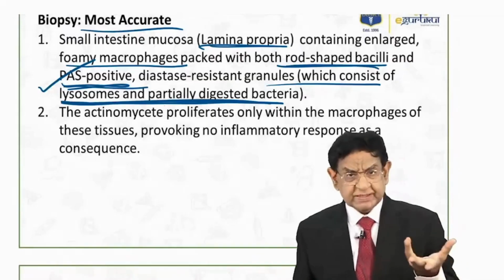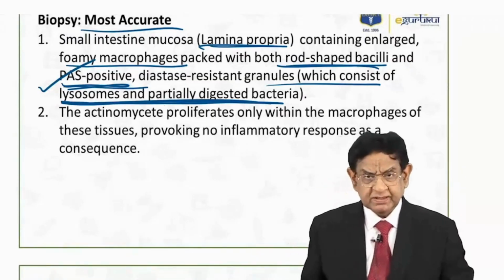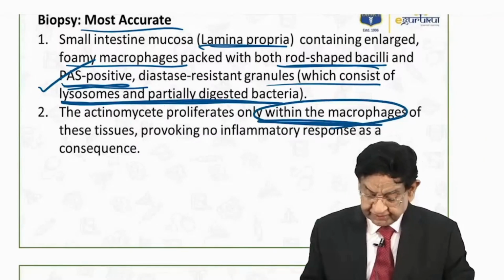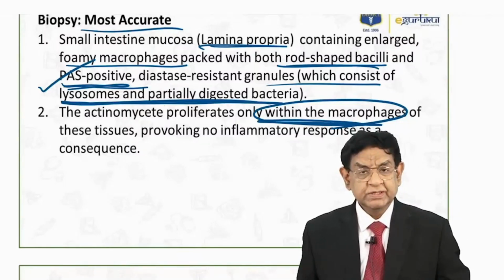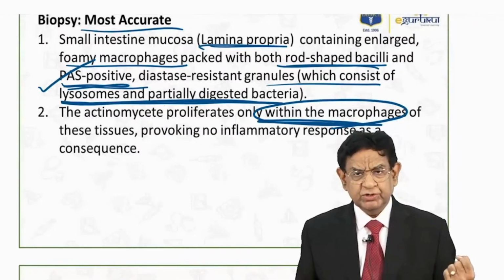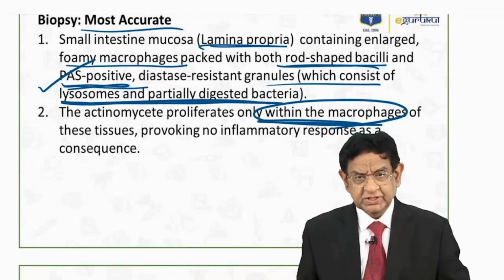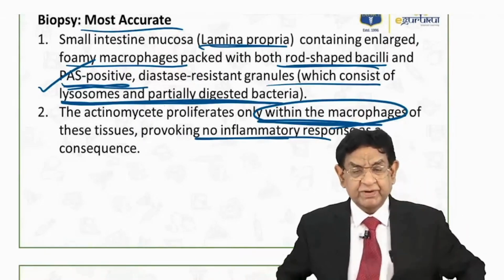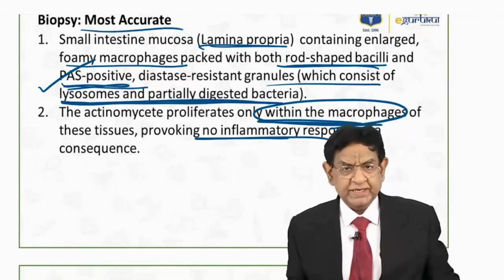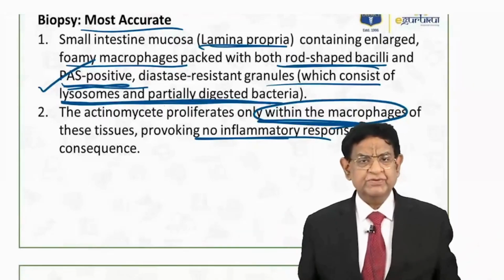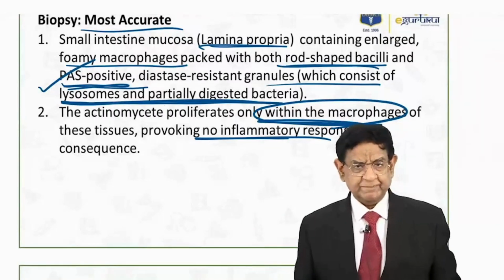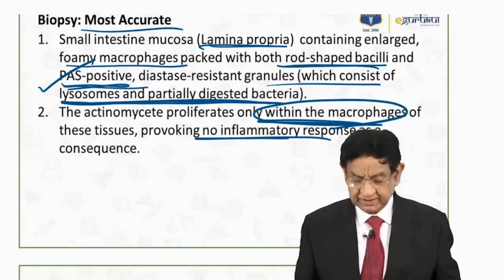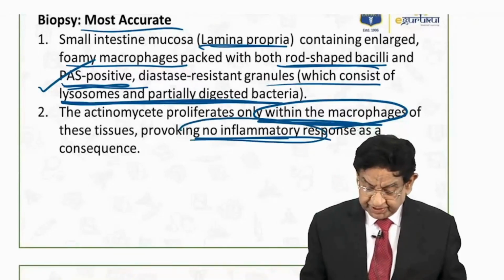But point to be noted, this organism, Tropheryma whipplei, proliferates within the macrophages. Very, very important point. Only in the macrophages are they going to proliferate, not outside. So the main thing is no inflammation. There is no inflammatory cell. If you recall, in celiac disease, there were lots of lymphocytes and crypt hyperplasia. But here there is no inflammatory response.